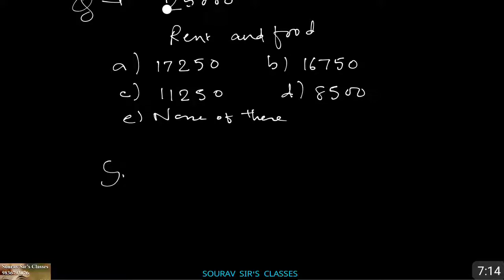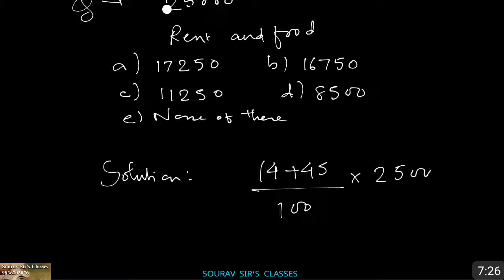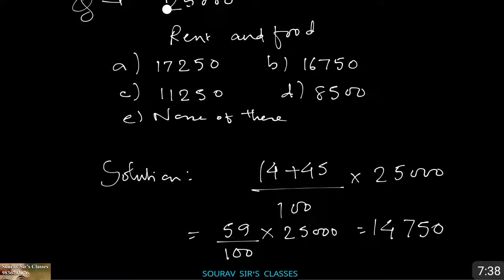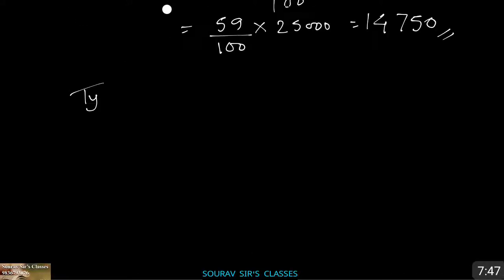So, solution. Total expenditure on rent and food is 14 plus 45 divided by 100 into 25,000, which is equal to 59 by 100 into 25,000, which is equal to 14750, which is the answer. So our option is none of these. Let's move on to the next type.